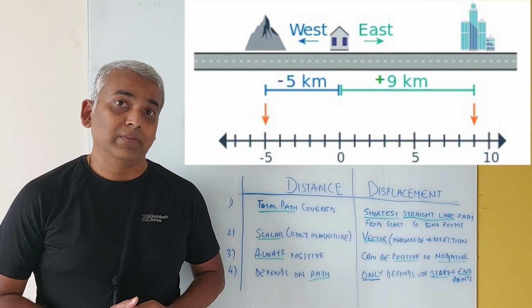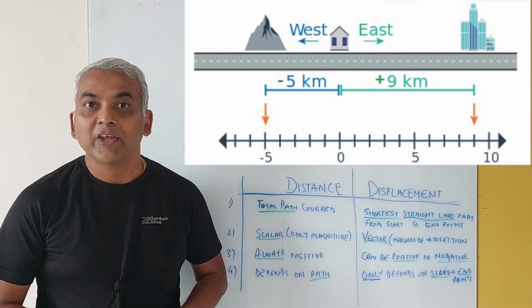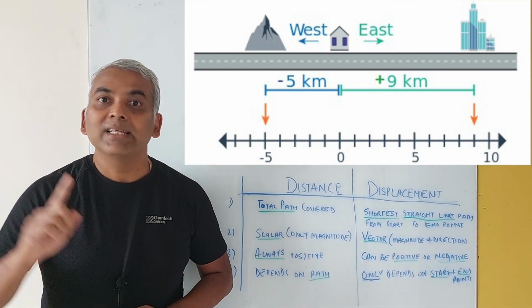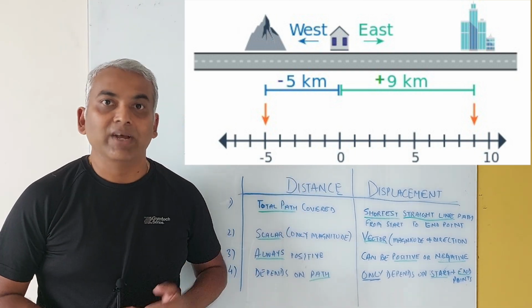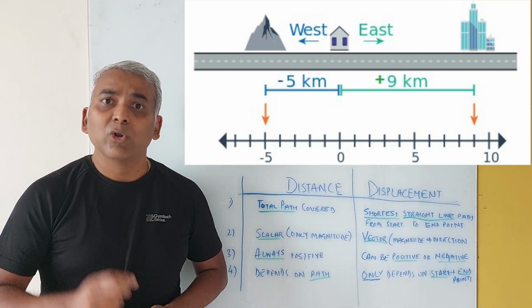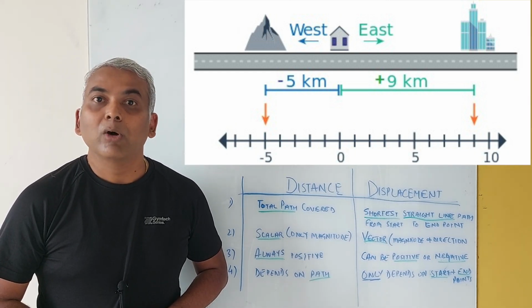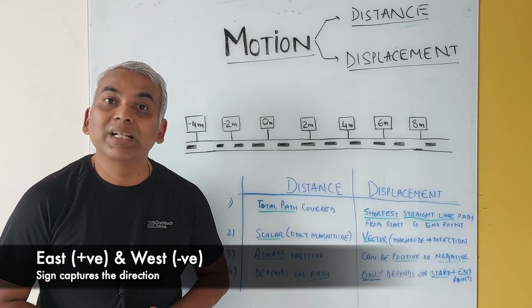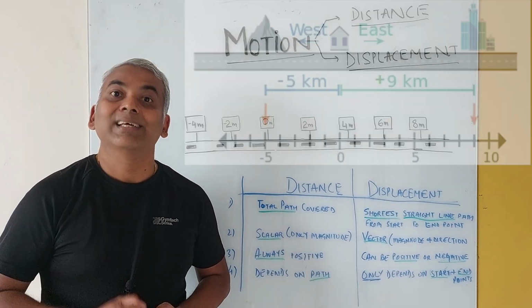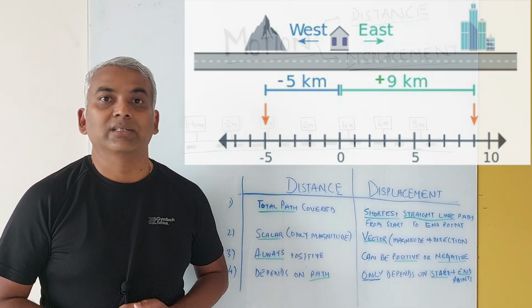If you see this picture, let's assume that my home is located at 0, which is the reference point. If my home is the reference point, then the building is 9 km towards east and the mountain is 5 km towards the west. We can also say that the location of the building is plus 9 km and the location of the mountain is minus 5 km. Please note how the sign captures the direction of the building and the mountain. Plus sign indicates eastward direction and minus sign indicates westward direction.